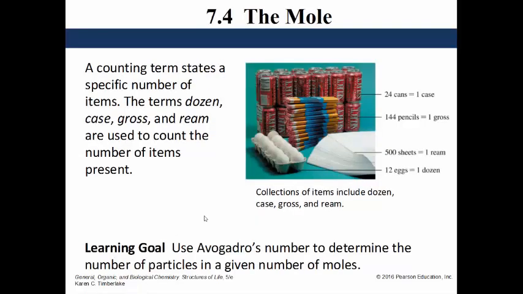All right, next we'll move on to what's called the mole. Now, this is a very important term to understand, and it really is just a counting term used in chemistry. Counting terms that are very, very common, such as dozen, and case, and gross, and so on. Examples that are used here: 24 cans equals one case, 144 pencils equals one gross, 144 of anything equals a gross of something, 500 sheets of paper equals one ream, 12 eggs equal one dozen. So the mole is a counting term in chemistry.